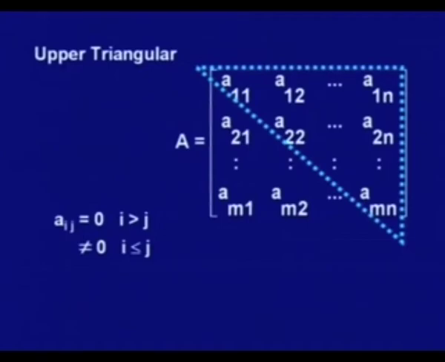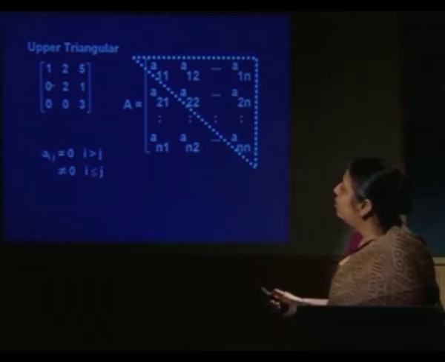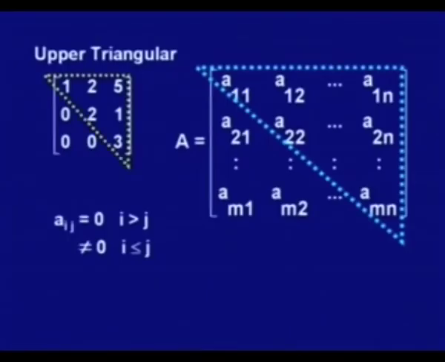For example, in this square matrix, all the elements which appear on the lower side of the diagonal are 0. Aij is 0 when i is greater than j, and all the elements which are either on the diagonal or on the upper side are non-zero. Like Aij is not 0 when i is less than or equal to j, this equality is taken for the diagonal elements. So, this matrix is an upper triangular matrix. Elements on the upper side are non-zero.